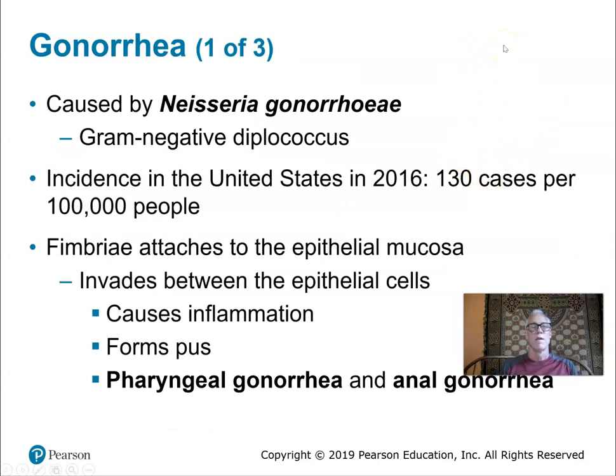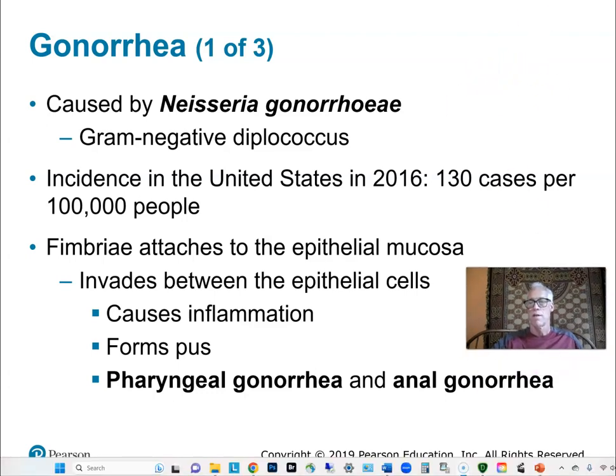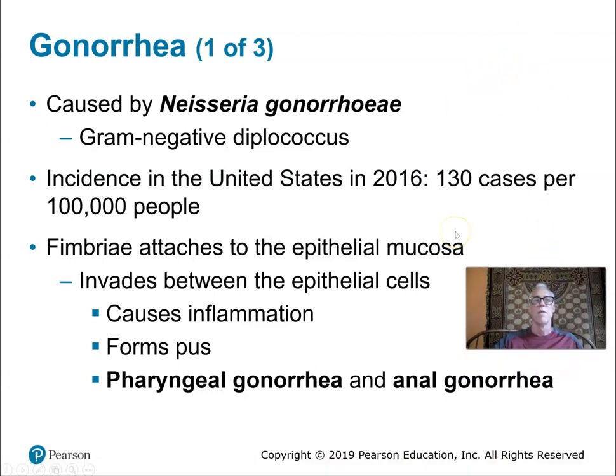Gonorrhea. Incidence in the United States in 2016 was 130 cases per 100,000 people. That's pretty significant. It's a very common STI. Neisseria gonorrhoeae is a gram-negative diplococcus. We've already encountered Neisseria meningitidis, so we're familiar with that kind of arrangement of cells and that gram reaction.